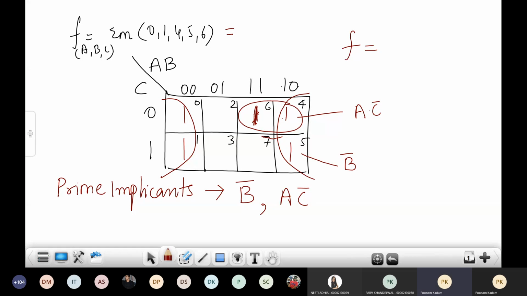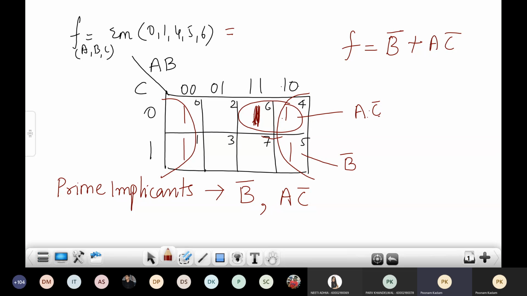So the minimal function will be, we have to cover all the 1 cells. If I write only B bar, this one will not get covered, right? This one is getting covered by AC bar. So it means I have to include this AC bar term also in the minimal expression. So the minimal expression is B bar plus AC bar. Okay. This is what you get after minimizing the expression.